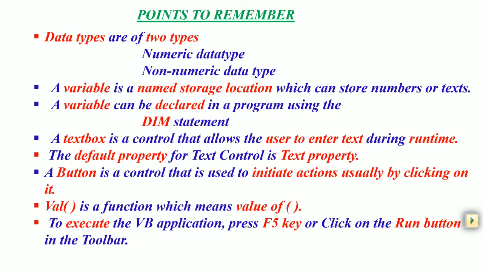Text box allows the user to enter text during runtime. The default property for the text box is text. Button is a control that is used to initiate an action, usually by clicking on it. Val is a function which means value of. To execute the VB application, you have to use either the F5 key or the run button.